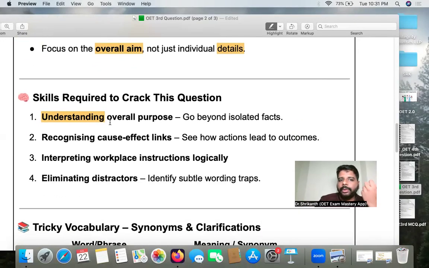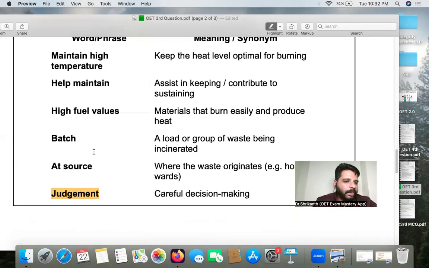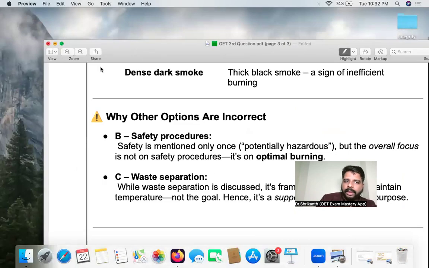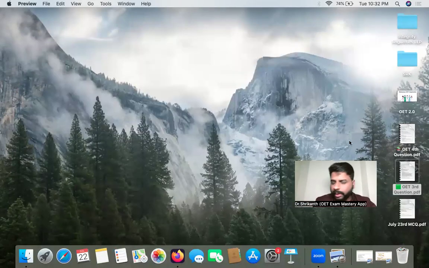Here you need to be able to understand the overall purpose, that is, to go beyond isolated facts, recognizing cause-effect links, that is, how actions lead to outcomes. If you put high value fuels into it, then you will get a high outcome. What's the outcome? High temperatures. That linking ability you must have. Then eliminating distractors, that is, the incorrect answer options. There are certain words in OET that will distract you from the correct answer, so you need those elimination skills also. I'll be sending you this document, and you can go through it after the session.